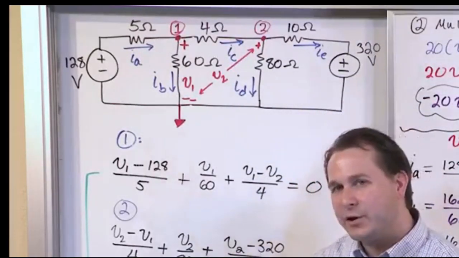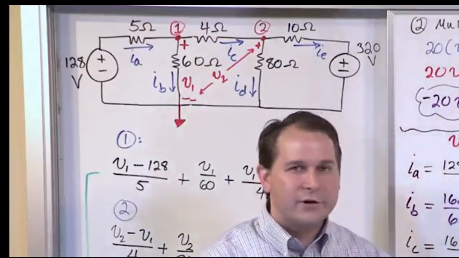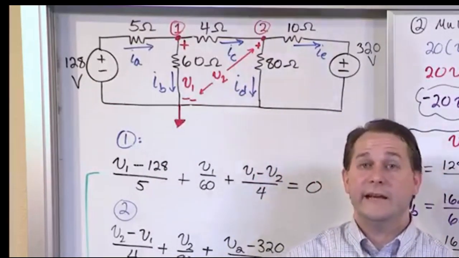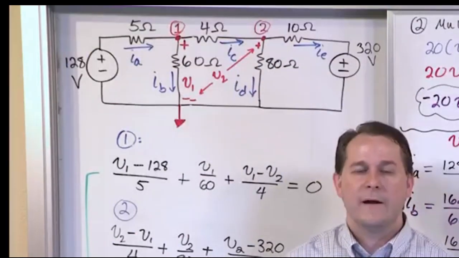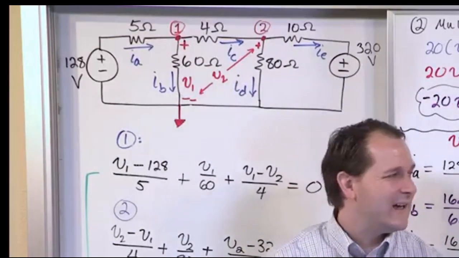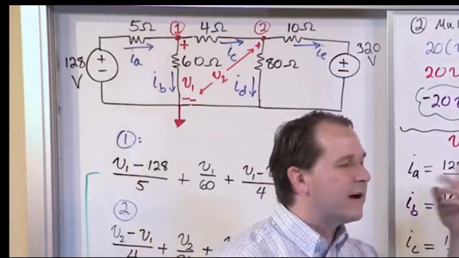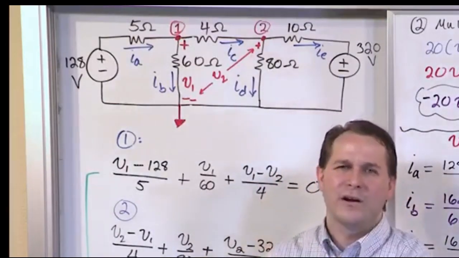Sometimes you're going to get negative node voltages. Sometimes you're going to get negative currents in your answers. It just means that the assumptions you made happen to be backwards. Doesn't mean it was wrong. So on your test, you would just circle this. You wouldn't try to redraw the circuit with the correct drawings and all that.